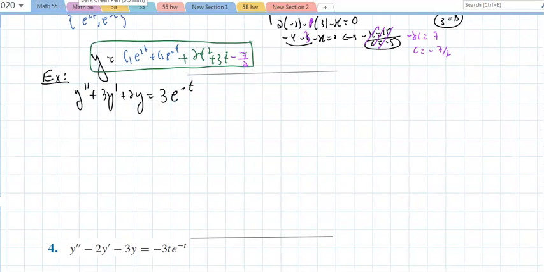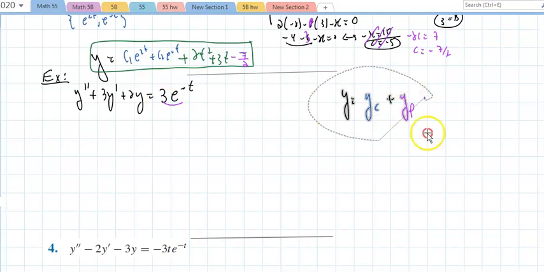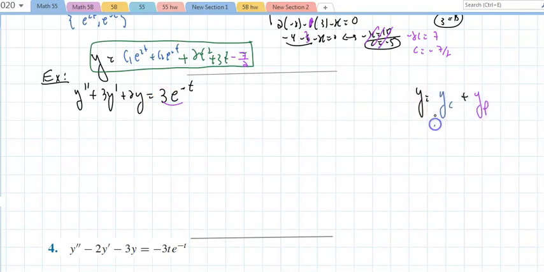Now the following example, I wanted to do it as a warning for you guys, the order you should do this in. You are looking for y equal the complementary part, which is the homogeneous, and the particular part, which is the new stuff. If you start with the particular part, you could end up messing up on a few things.